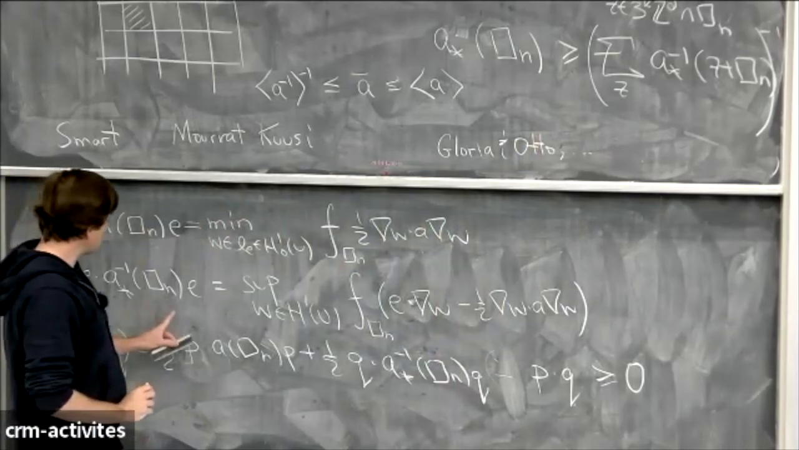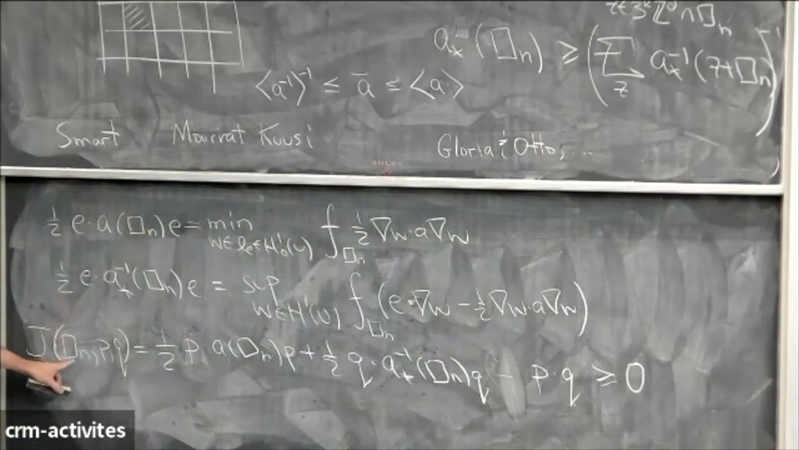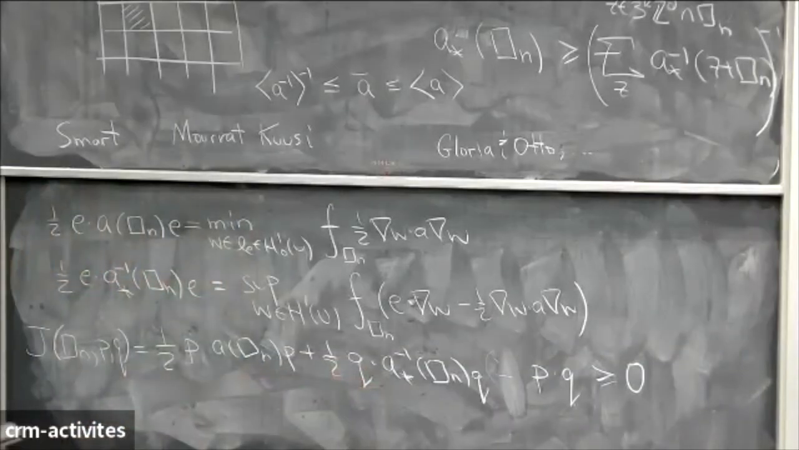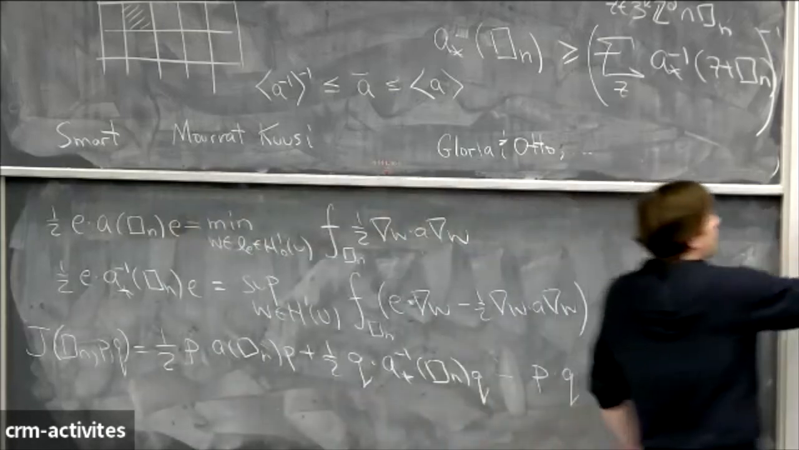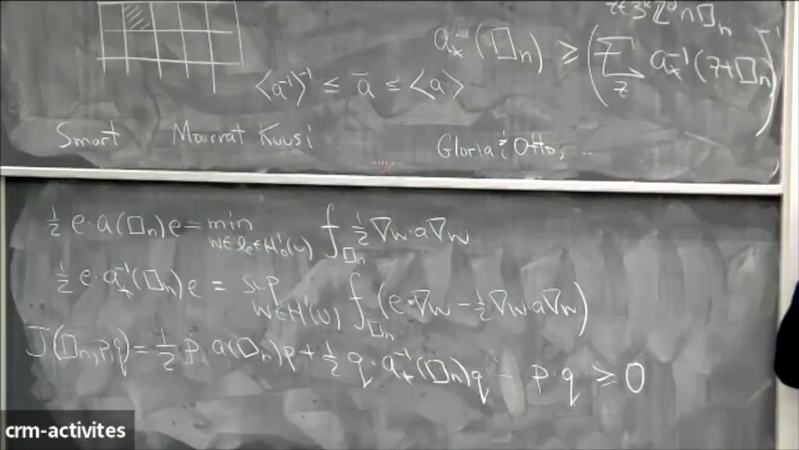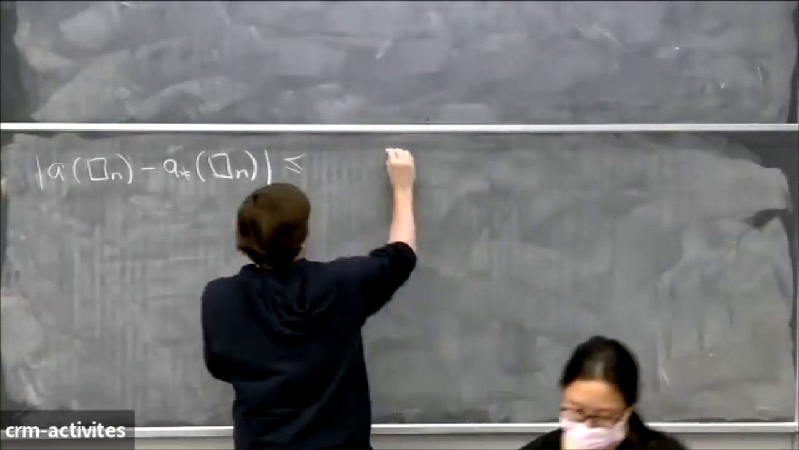So, okay, we have this J, and we are going to measure how close these matrices are to each other by how close J gets to 0 in the following sense. We have a bound like this: A of this minus A star of the same set is bounded by, oh yeah, sorry, can't remember.